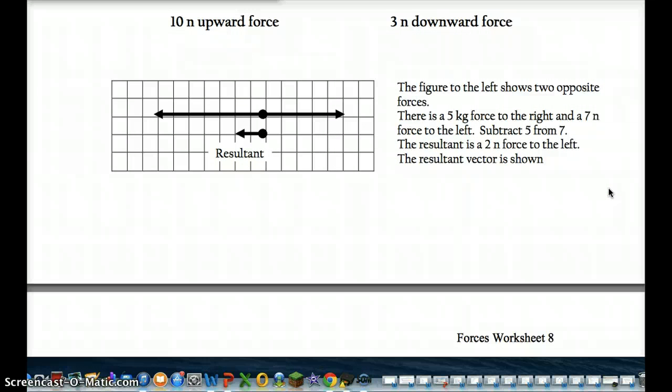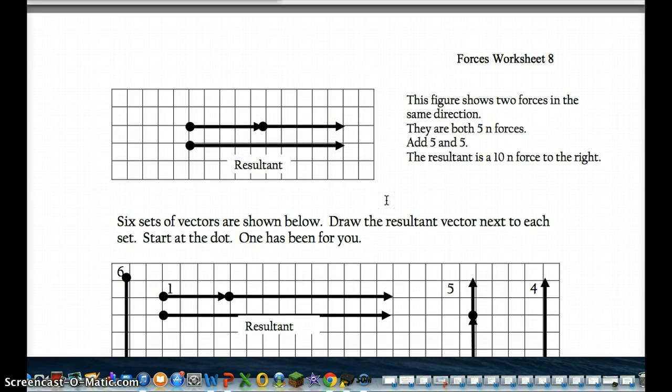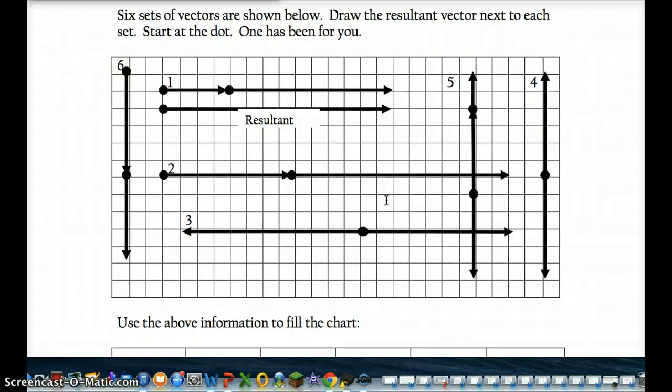Now we have to figure out the resultant. The figure to the left shows two opposite forces. There's a 5 Newton force to the right, and there's a 7 Newton force to the left. In this case, they're opposites, so we have to subtract to decide the result. And in this case, it would be 2, because 7 minus 5 is 2. Okay? So we're going to go down here. The figure shows two forces in the same direction. If they go in the same direction, you add. So opposites subtract, same direction, add. In this case, they're both going to the right, 5 each, so the total is 10 newtons force to the right.